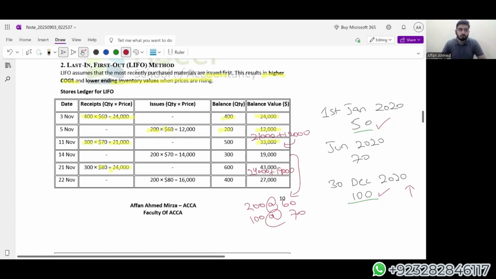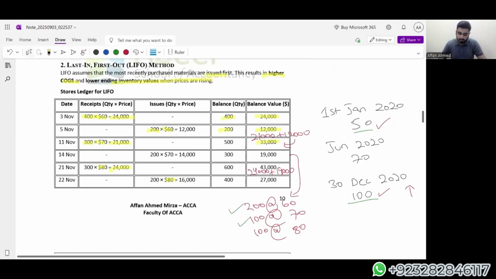Now, are we going to issue at 70 or 80? Now we are going to issue at 80 because that was the recent purchase that we have in inventory. So here we are going to use 80 as our value and 16,000. Now what do we have in inventory? We have 200 units at a value of 60, 100 units at the rate of 70, and we have 100 units at the rate of 80. This is the balance that we have right now.